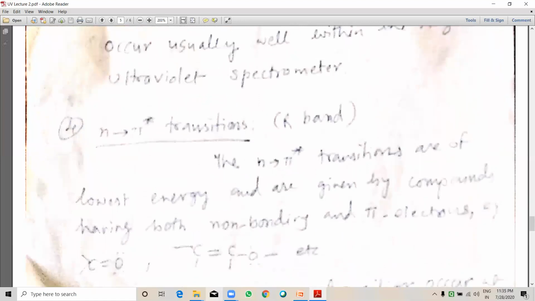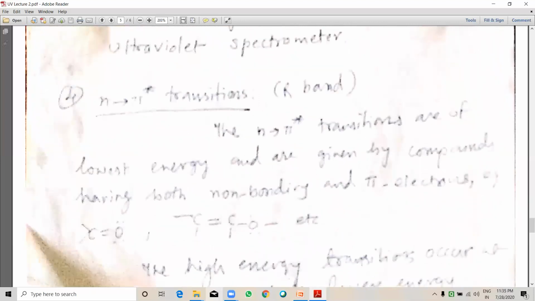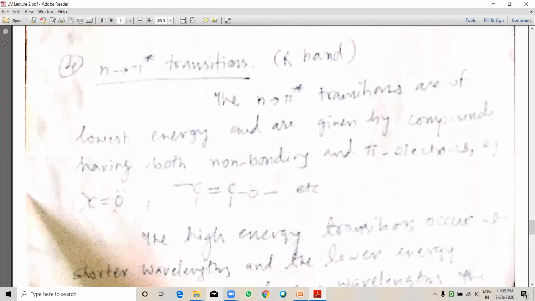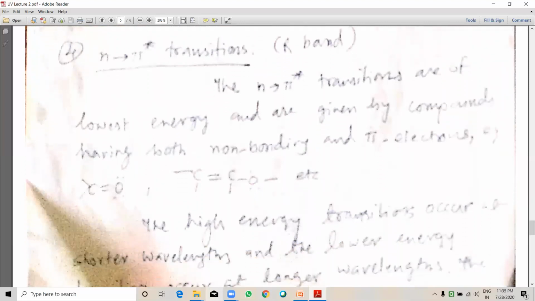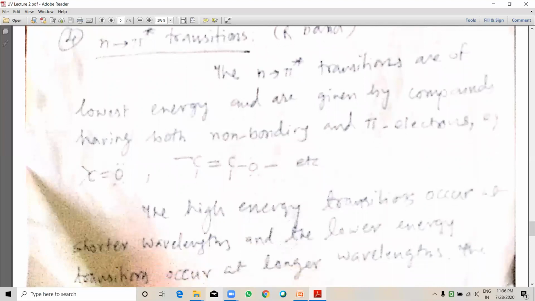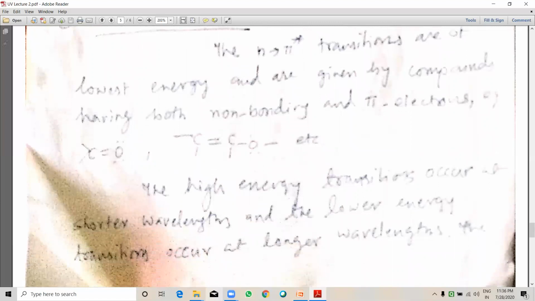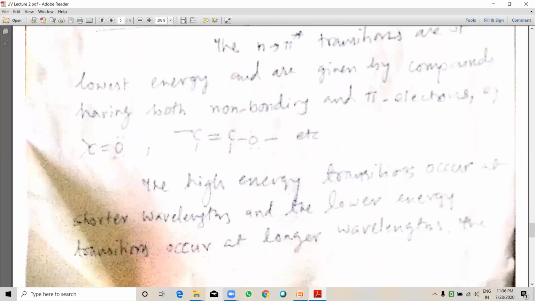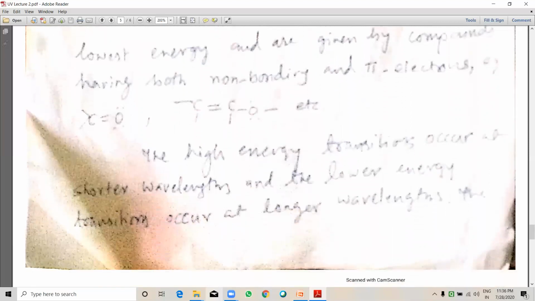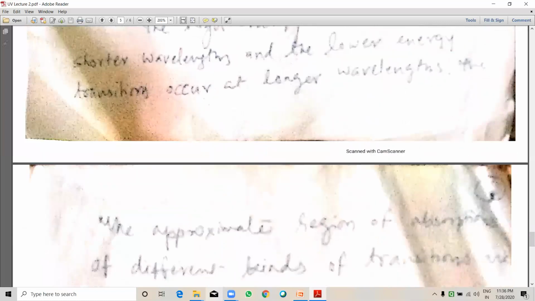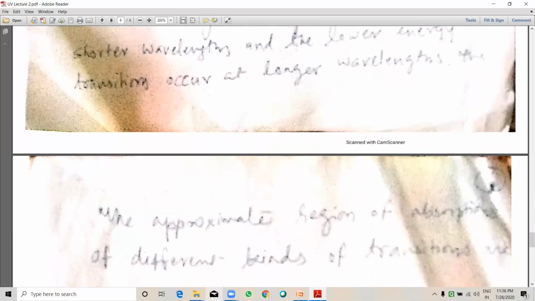N to pi star transition, also known as R band. The n to pi star transitions are of lowest energy and are given by compounds having both non-bonding and pi electrons, for example, carbon-oxygen double bond, etc. The high energy transitions occur at shorter wavelengths and the lower energy transitions occur at longer wavelengths.